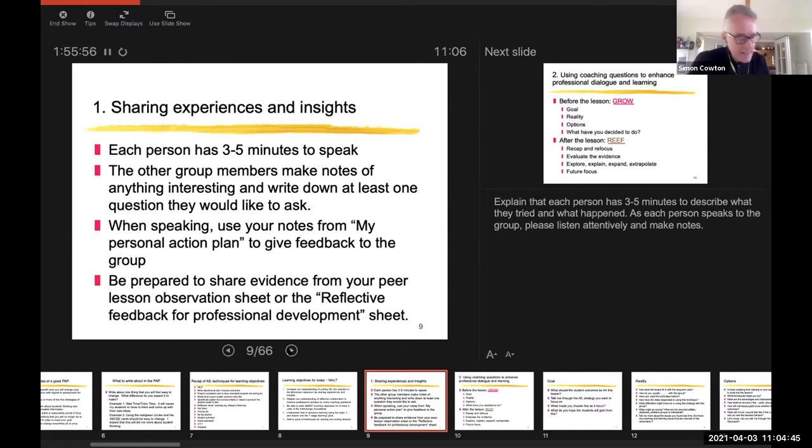The third sheet that I've asked you to use, and which I don't think anybody has used, but please forgive me if I'm wrong and correct me, is the reflective feedback. So that is another tool that you can use. There are three key tools that you can use. These are all in your folder.